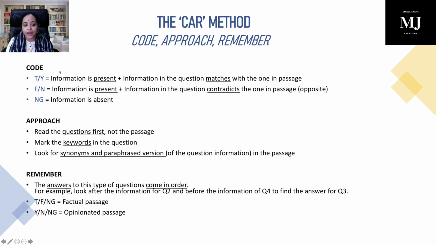True or yes will have the information matching with the one in the passage. False and no will have the information but of a contradictory nature or opposite in nature. Not given means information is not at all present, it is totally absent. If you remember this code, you can never go wrong, guys.